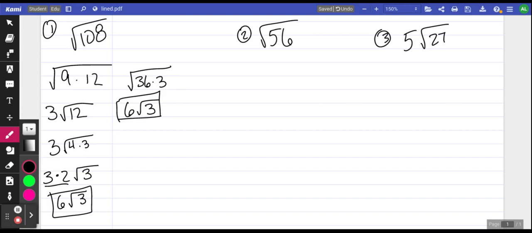The way you know you're done, the way I knew I wasn't done here, 12 has a perfect square factor. 3 doesn't have any perfect square factors. So you know you're done when none of the factors of that number are a perfect square.